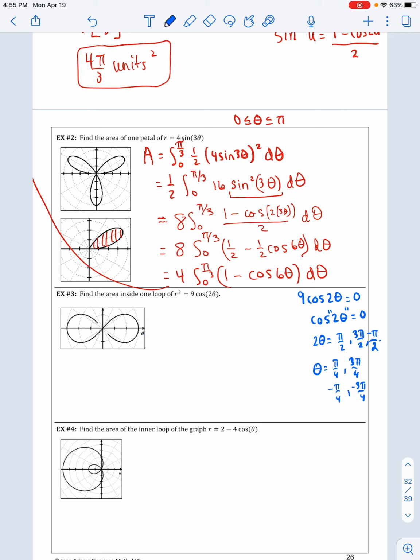And so it doesn't tell you that you have to go from 0 to pi, but I'm just saying that by looking at that, we know that our theta goes from 0 to pi.